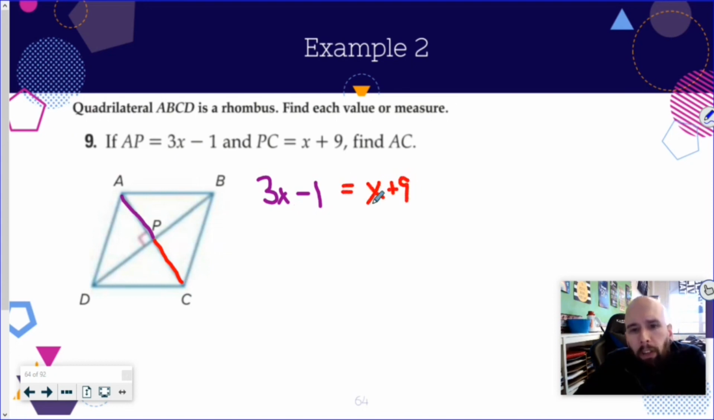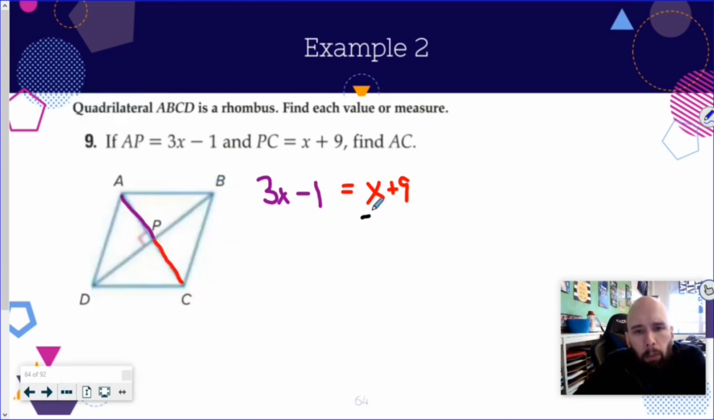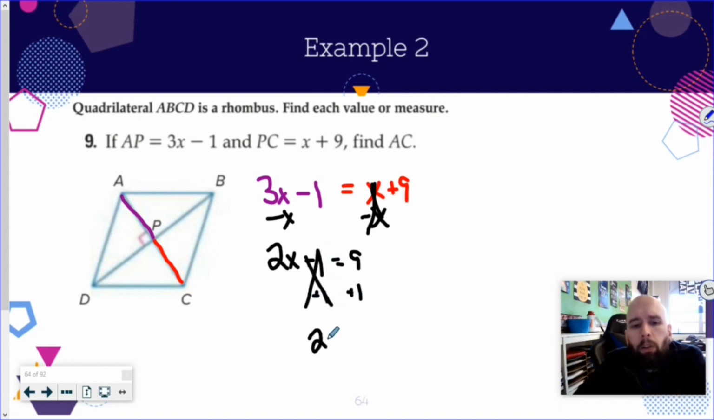I'm just going to solve for x here. I'm going to subtract x from both sides. That gives me 2x minus 1 equals 9. Now it's a two-stepper. Add 1, cross you out. 2x equals 10. Now it's a one-stepper.